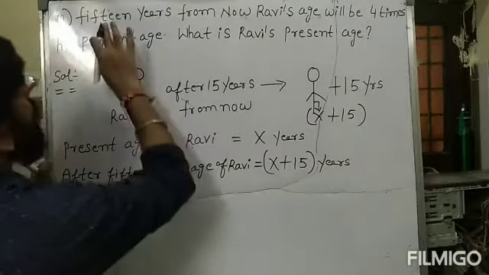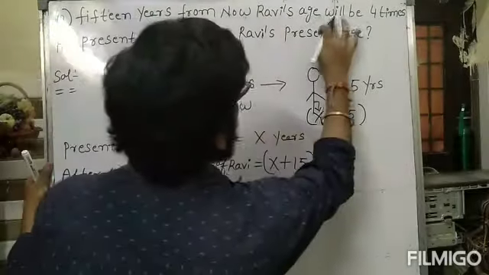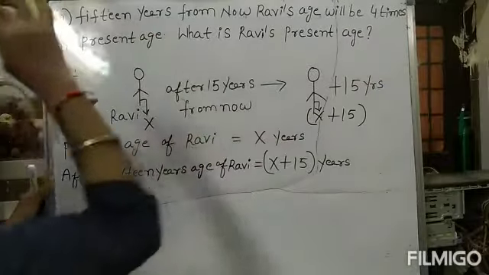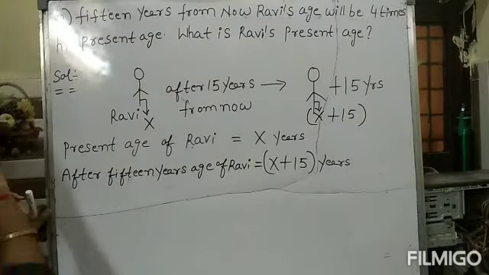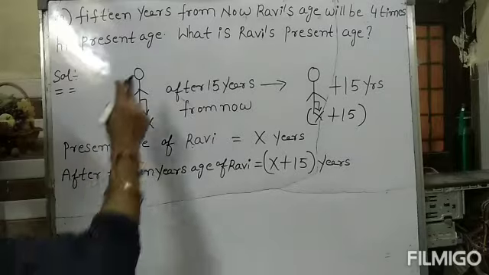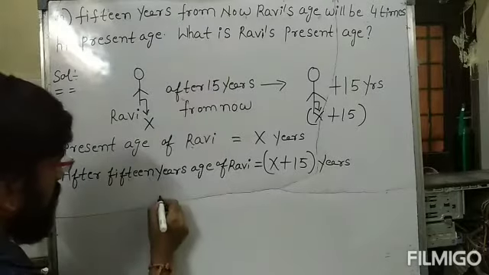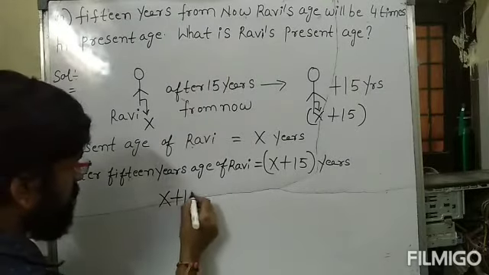So what is the condition? 15 years from now, Ravi's age will be 4 times his present age. 4 times his present age. 15 years from now means X plus 15.